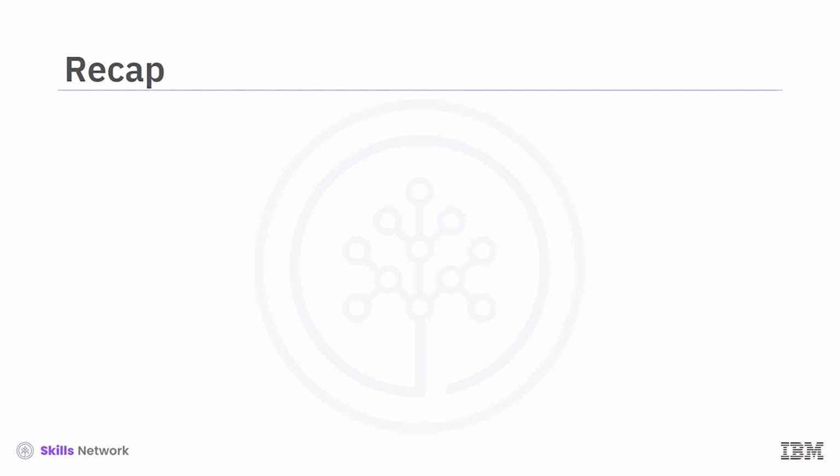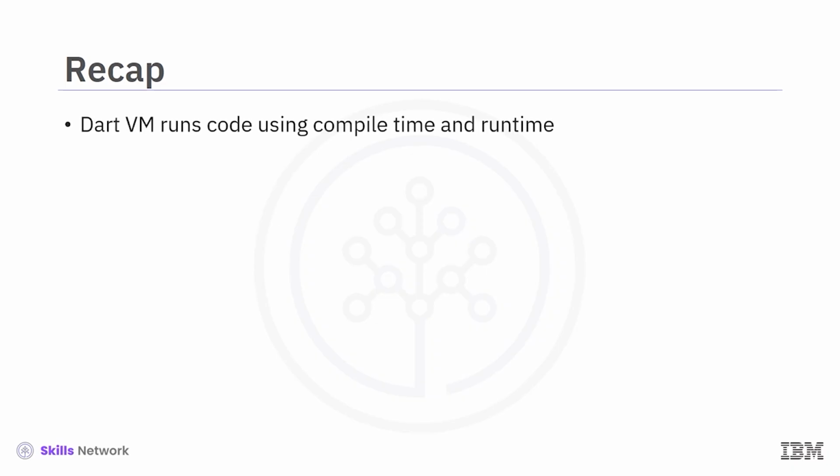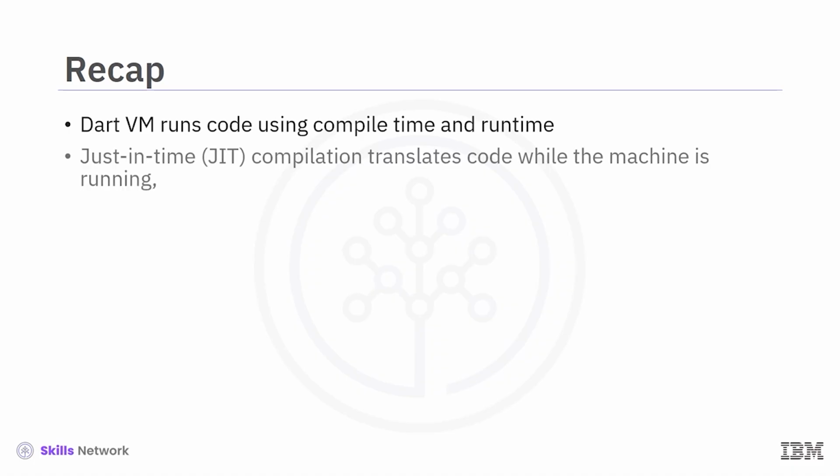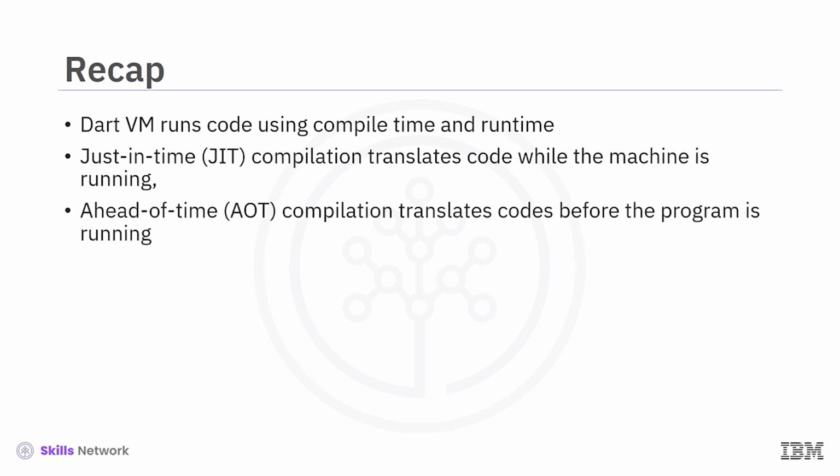In this video, you learned that the Dart VM runs code quickly and efficiently in 2 phases, compile time and runtime, enabling efficient development and execution. Dart uses just-in-time or JIT compilation, which translates code while the machine is running, and ahead-of-time or AOT compilation, which translates code before the program is running.